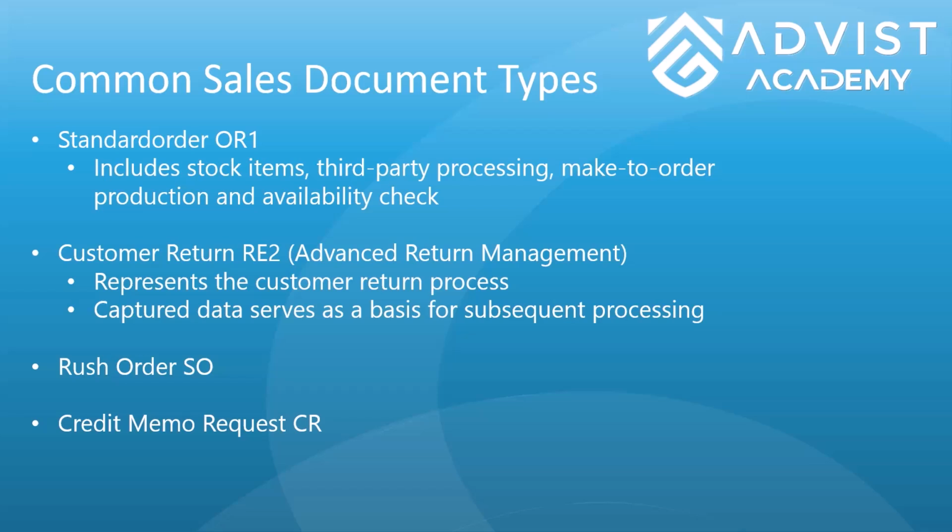To record a customer return, the SAP standard uses the sales document type RE2 within the scope of ARM, Advanced Return Management. The information captured in the return order serves as the basis for further processing in logistics and finance. Other examples of sales document types include the rush order SO and the credit memo request CR.